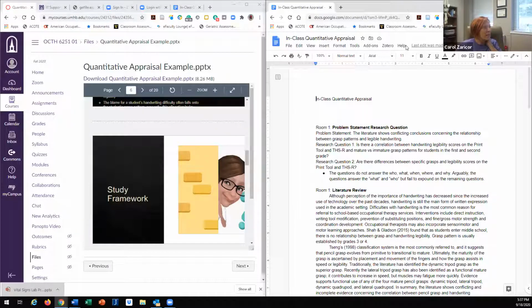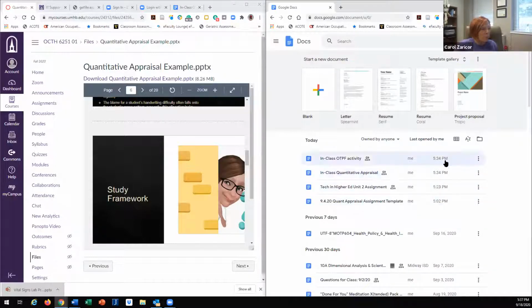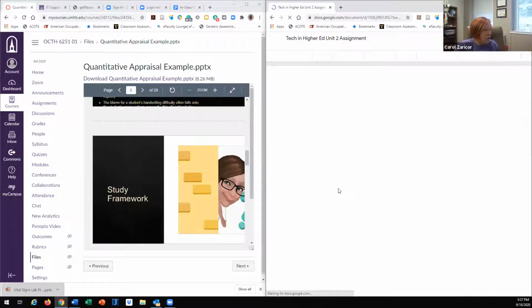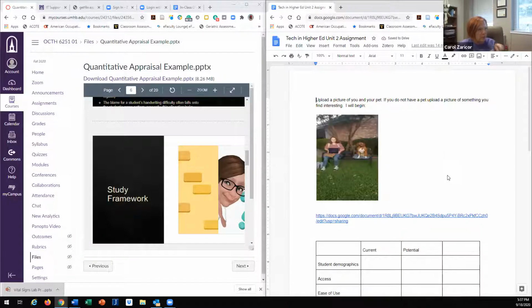And so I did make a little activity for our class, and I'm going to upload the link. So here we have tech and higher education, and I'll put the link in my submission. But I wanted everybody to go in and try to upload a picture of you and your pet. And if you don't have a pet, upload a picture of something you find interesting.